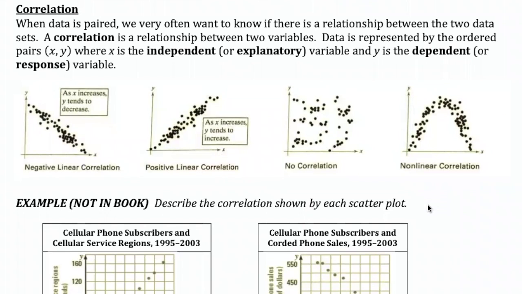When we have paired data, very often we want to know, is there a specific relationship between the two data sets? A correlation is what we call that relationship. Data represented by ordered pairs, just so you know, when we use x and y, x is the independent, or in statistics, it's often called the explanatory variable, and y is the dependent or response variable. So what we're typically looking for in our data is to see if we have one of these 4 patterns.